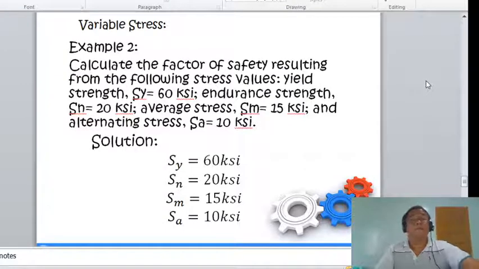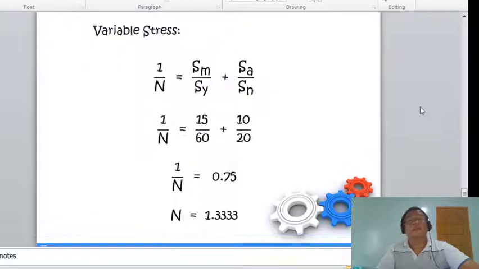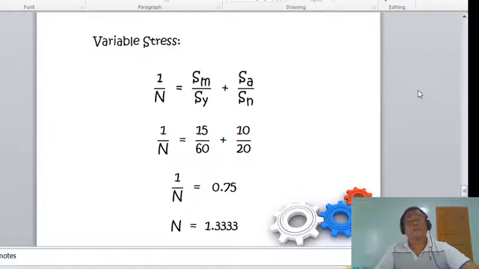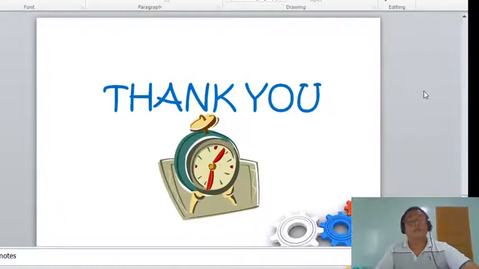And then the variable stress. So we have here example number 2. Calculate the factor of safety resulting from the following stress values. Yield strength equals 60 psi, endurance 20, average stress SM 15 psi, and alternating stress of 10 psi. Given, and then the solution from the Soderberg equation. The factor of safety now computed is 1.33. Thank you very much, class.